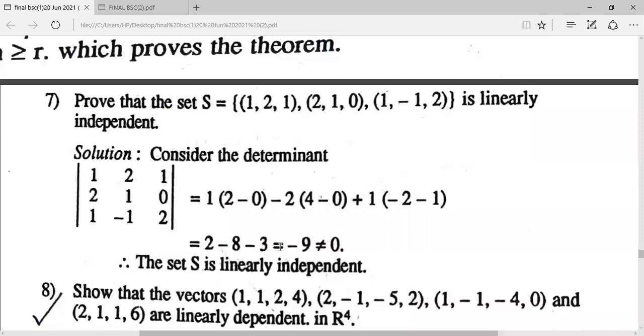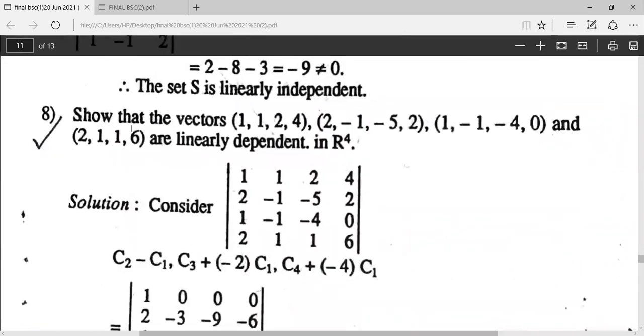But this is equal to what? Minus 9. But minus 9 is not 0. If it is equal to 0, then it is linearly dependent. If it is not equal to 0, then S is linearly independent. Here minus 9 is not equal to 0, therefore the set is linearly independent. Next, we shall take another problem.